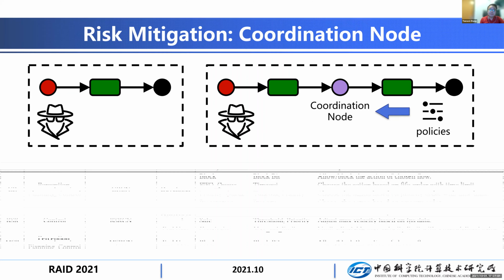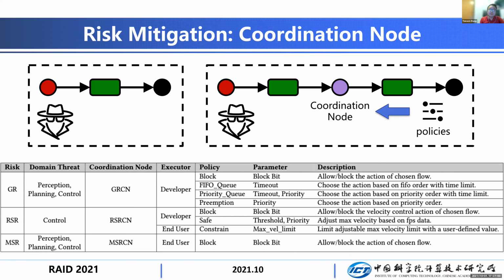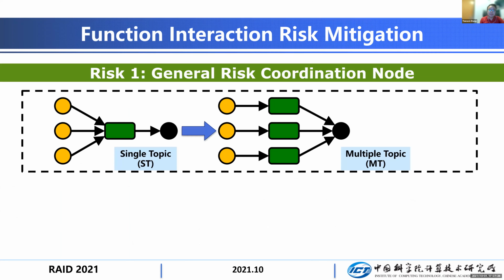We also provide different types of policies for different types of risks. This table gives a general description about these policies, and we also give more detailed explanation in the following slides. So let's see how the coordination node can be used to mitigate different types of risks. First is the general risk coordination node.